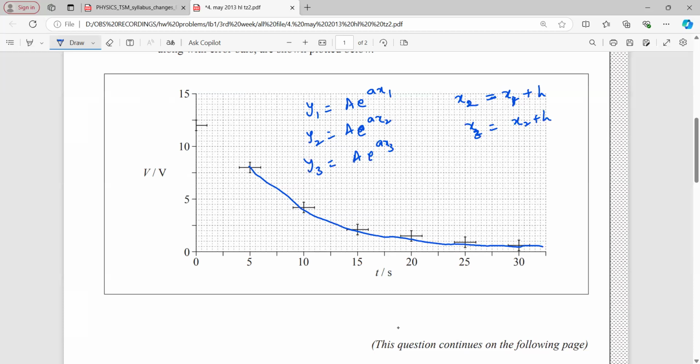Then y2 by y1 should be equal to y3 by y2. Okay, this ratio should be equal to this ratio. Okay, so when you find something like this, definitely it is exponential. This is one way of putting it across the exponential relationship.